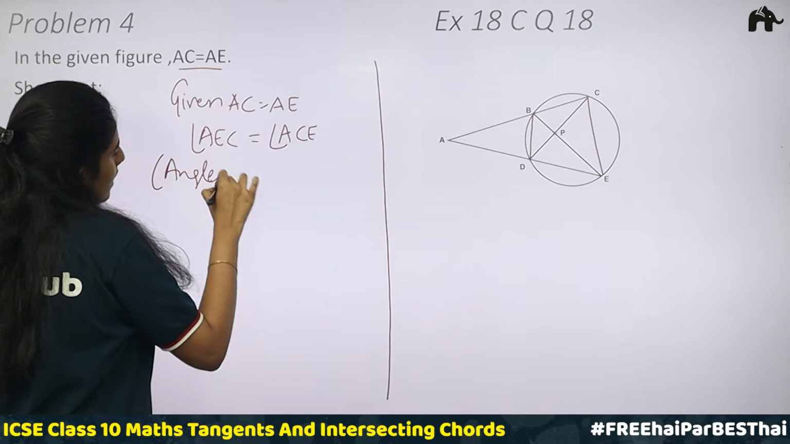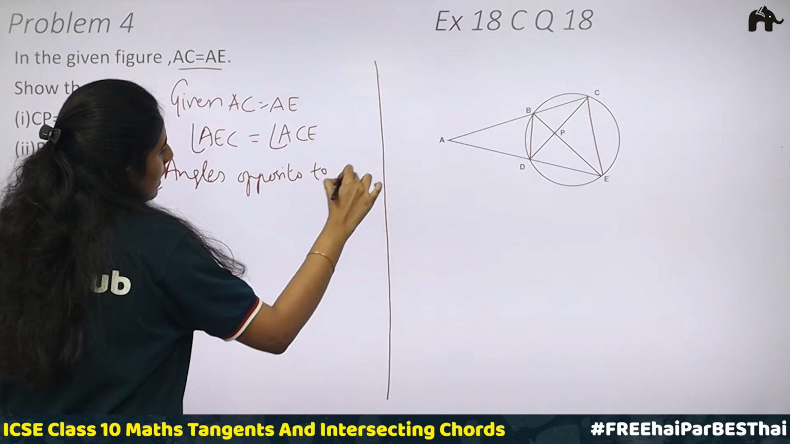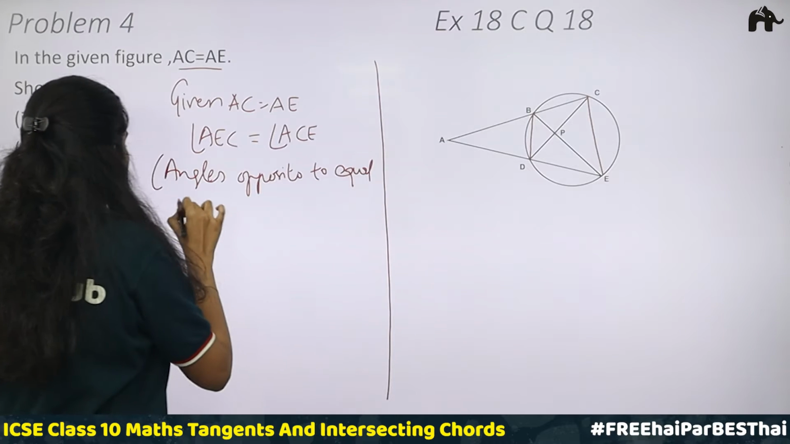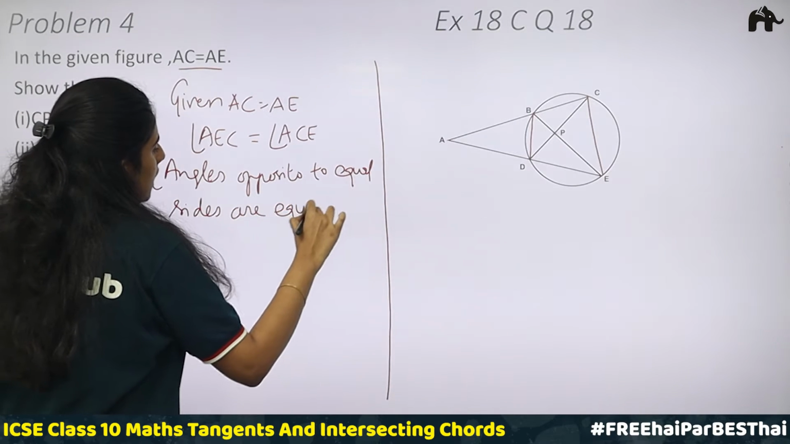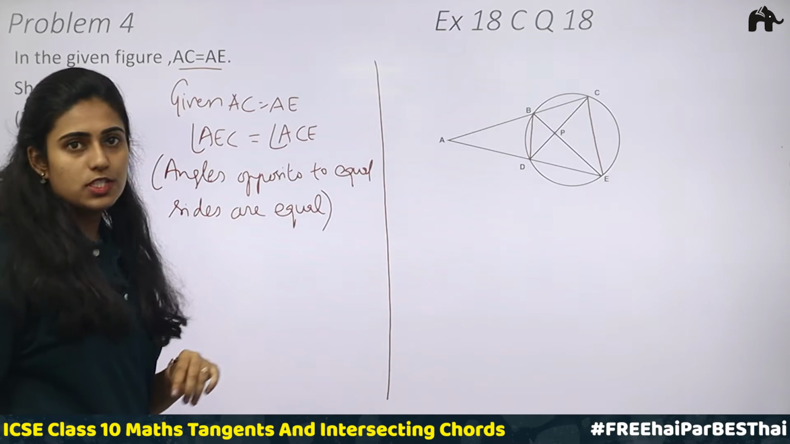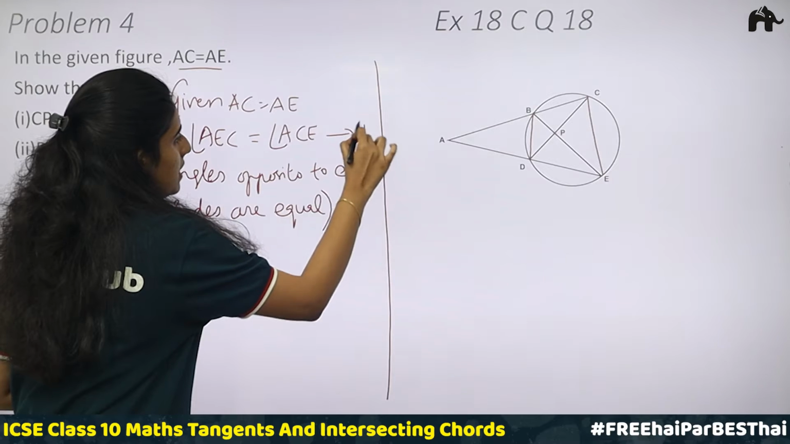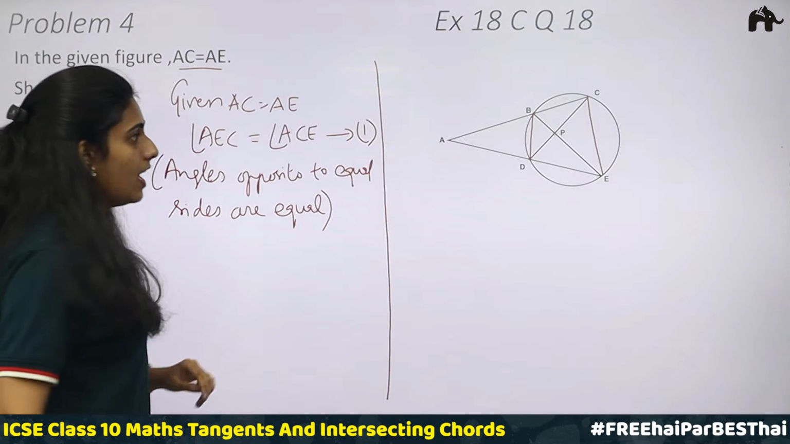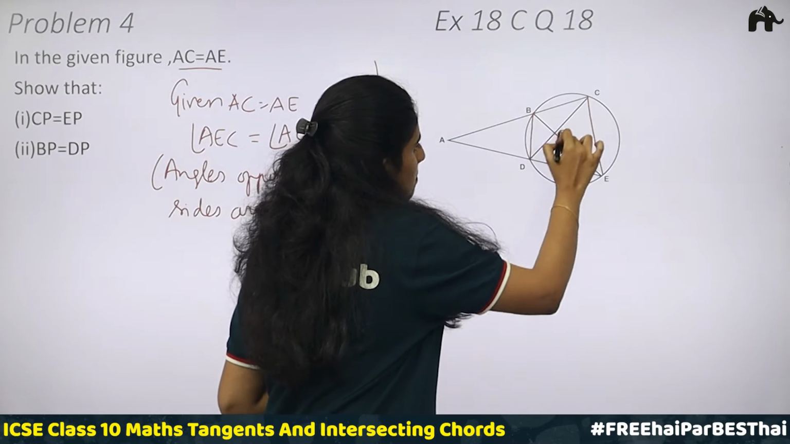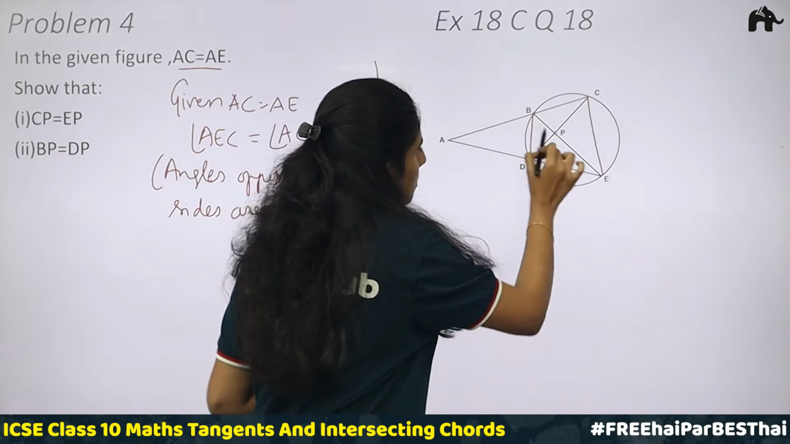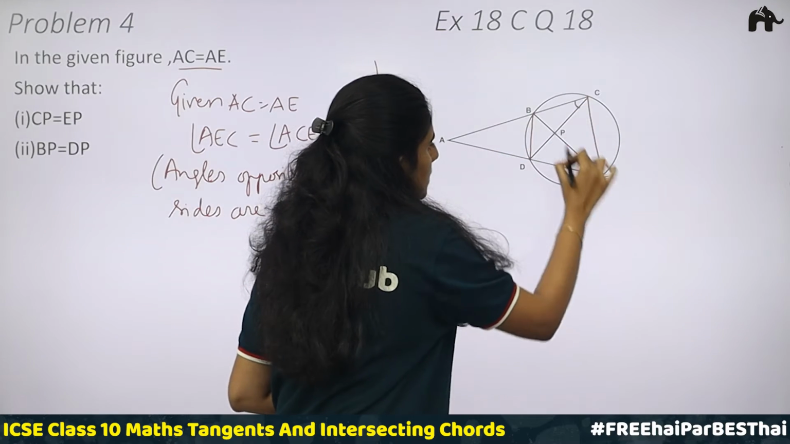Angles opposite to equal sides are equal. Okay, let us take this as equation 1. Now, ACP and AEP will be equal. ACP is this angle and AEP is this angle.